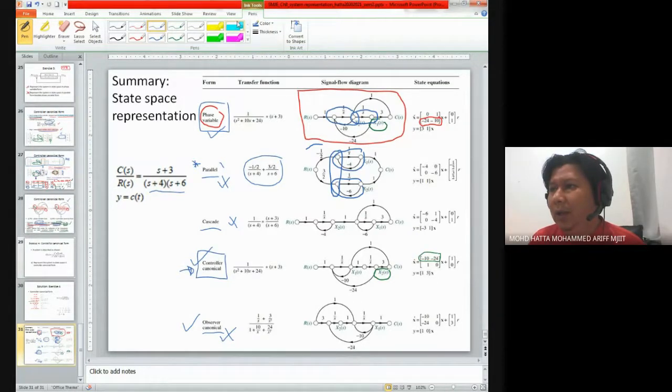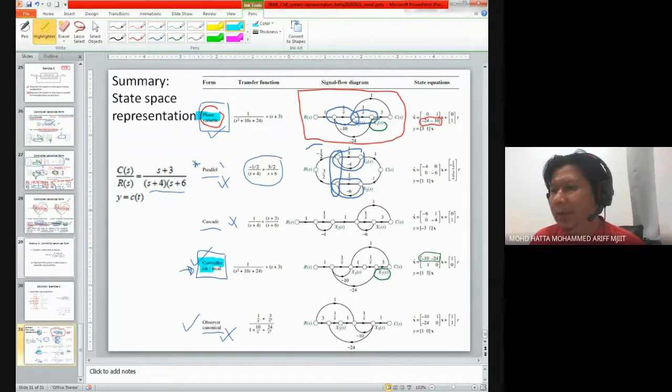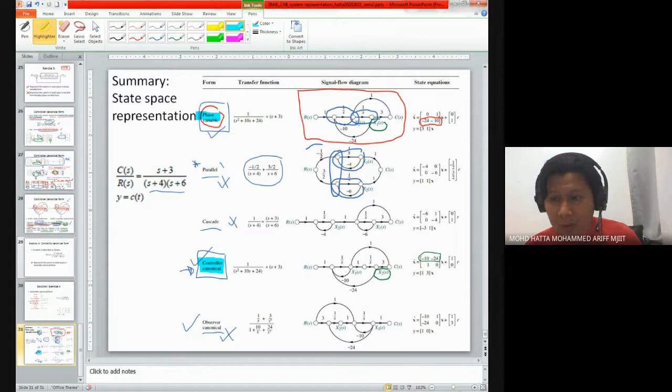Maybe I should highlight the important forms that you need to know. I think you already circled, right? Only two, phase variable and controller, right? Yes, these two, phase variable and also controller canonical form. And if you look at my examples, basically my examples only mention phase variable and also controller canonical form. So those two should be enough for our course. If you want to know more, maybe you can get into postgraduate study.